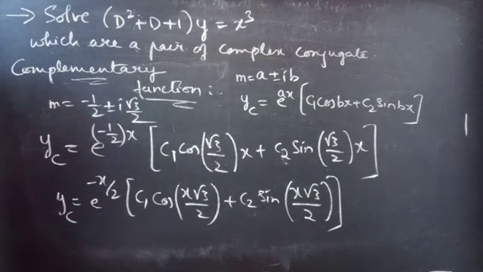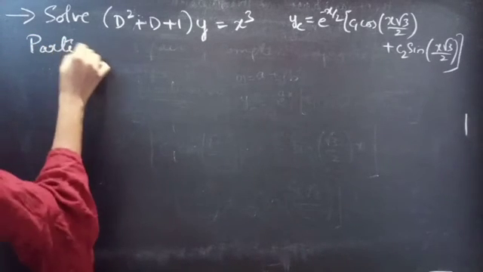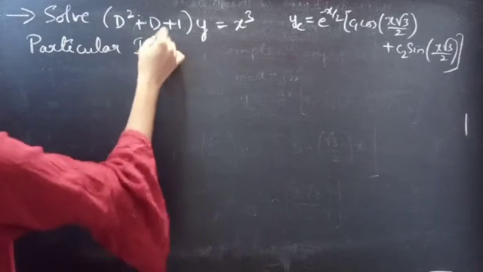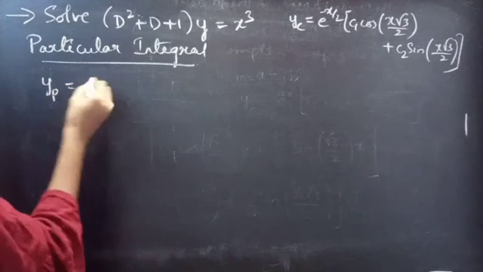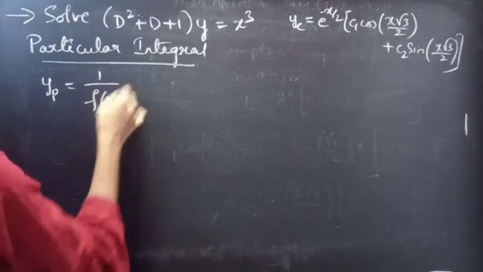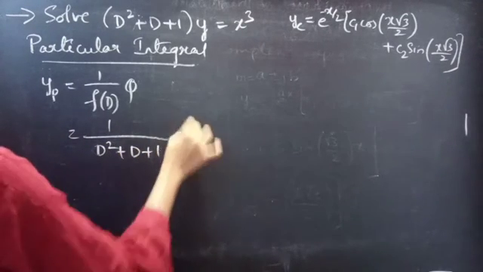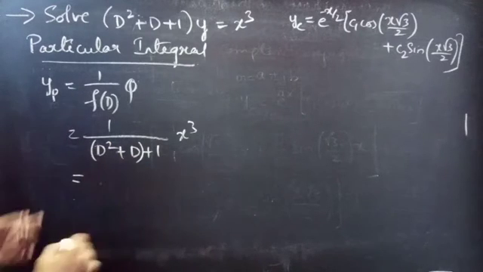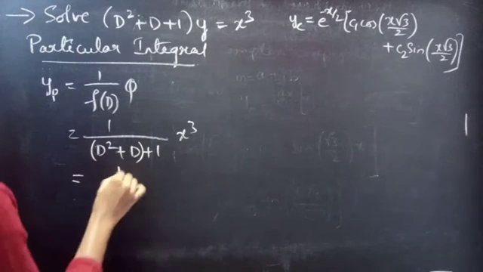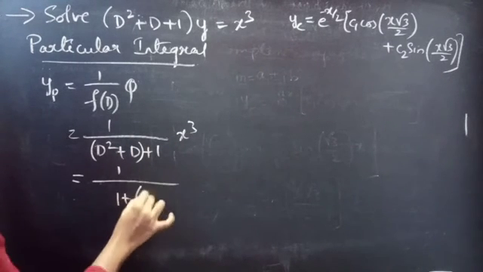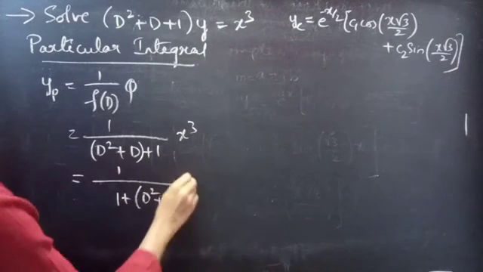Now let's find yp, the particular integral. We'll find the particular integral using yp equals 1 by f of d into q. We have f of d as d square plus d plus 1 and q as x cube. Now we can take the first two terms as one term and one as another term, and we can write the denominator as 1 plus d square plus d, which is of some 1 plus x form, right?